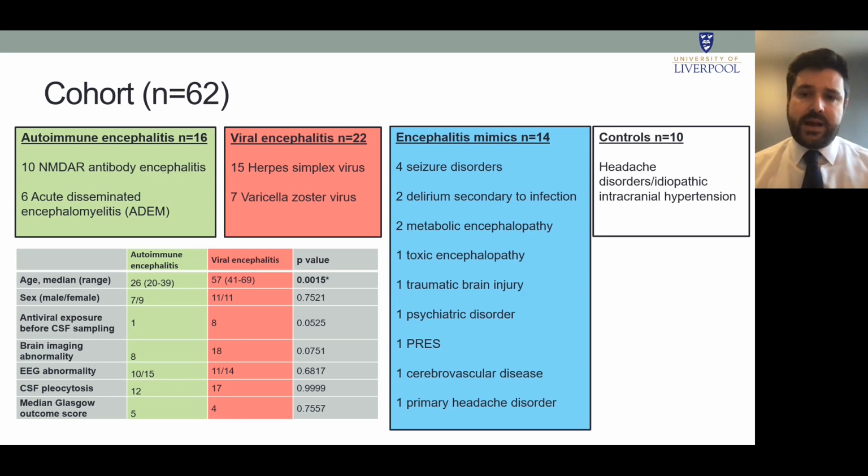Here's some more detail about the cohort. The patients with autoimmune encephalitis had either NMDA receptor antibodies or ADEM. The viral encephalitis patients were CSF PCR positive for herpes viruses, either herpes simplex or varicella zoster. And these mimics were patients who presented with suspected encephalitis, but then went on to have other diagnoses. So these represent a real-world differential diagnosis for encephalitis.